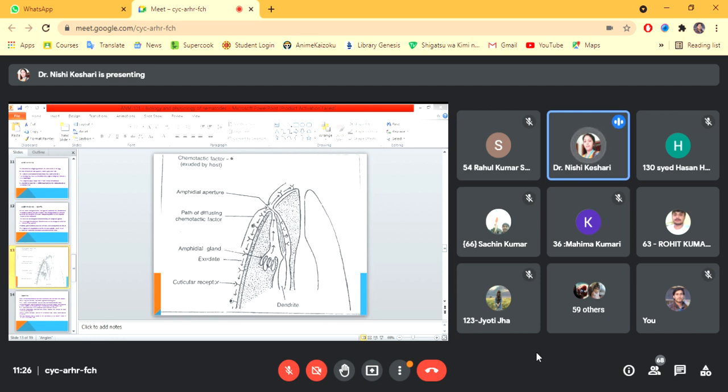This chemotactic factor is represented by a black dot that is exuded by the host, meaning the plant root. This is the amphidial aperture. This is the path of diffusing chemotactic factor. This is the amphidial gland. This is exudates and the cuticular receptor. The cuticular receptor receives all the chemicals and senses them.